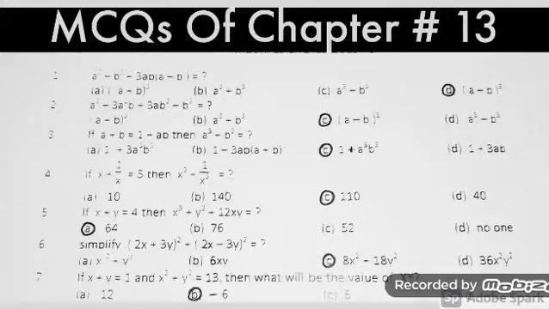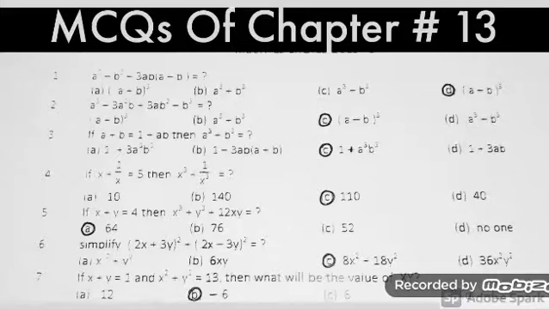2x plus 3y whole square will be equal to 4x square plus 9y square plus 12xy, and 2x minus 3y whole square will be equal to 4x square plus 9y square minus 12xy. Plus 12xy minus 12xy will be cancelled out. 4x square plus 4x square will be equal to 8x square, and 9y square plus 9y square will be equal to 18y square. So its answer will be 8x square plus 18y square.